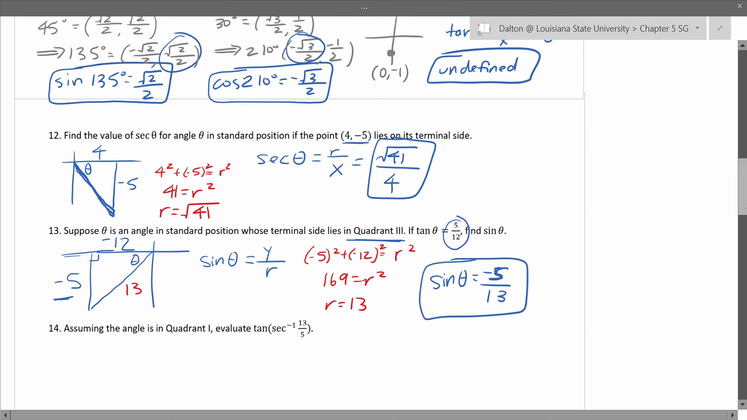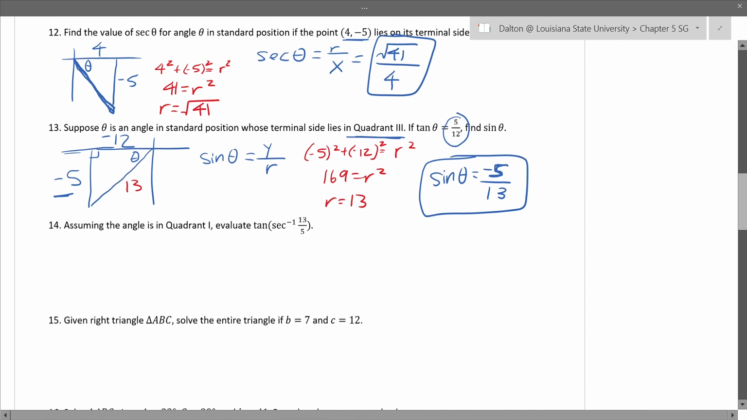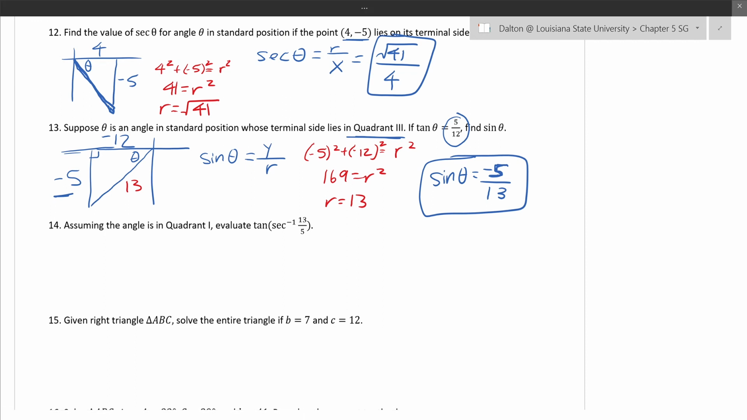Number 14, assuming the angle is in quadrant 1, evaluate the tangent of the inverse secant of 13/5. So this one always tricks everybody just because they forget how to do it.